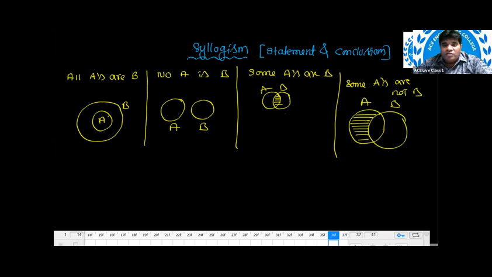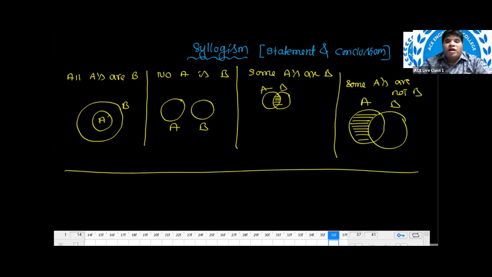In the third diagram also, some A's are not B is a right answer. But we are using this type of figures. Some A's are B means we are using this figure. Some A's are not B means we are using this figure. We are discussing this part. These four diagrams are our logical Venn diagrams for the purpose of syllogisms.